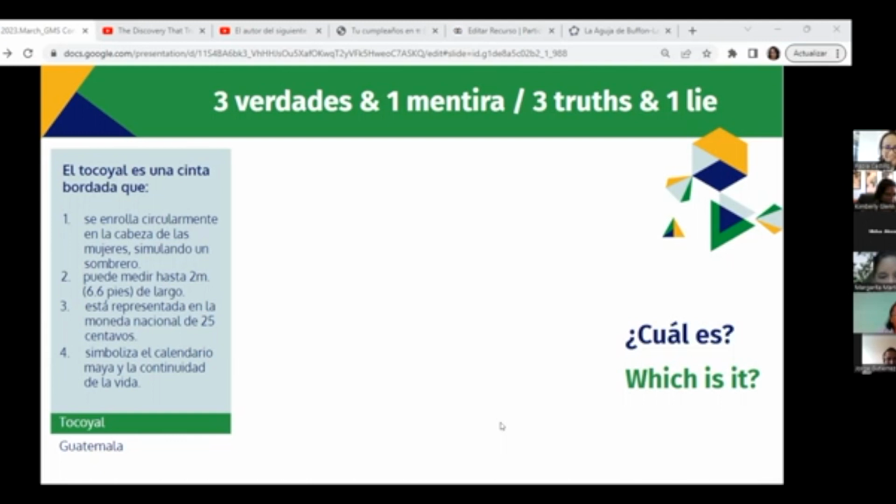Bueno, cuando yo hice esta actividad, no tenía. When I did this activity, I actually had no idea what a tocoyal was, so I selected a tocoyal because I asked people from Guatemala, hey, maybe tell me something that's really symbolic that people may not know about, and they shared with me the image of the tocoyal. Are you all ready? Thumbs up if you're all ready. I think most of you already did it, right?